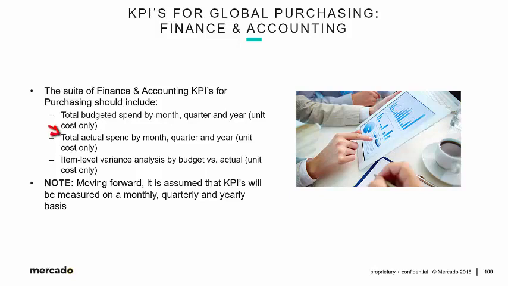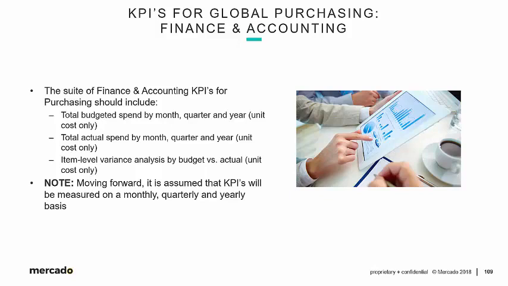Second sub-bullet, also the total actual spend by month, quarter, and year, unit cost only. What did we budget to spend? What did we actually spend by unit, by total, by vendor, so we can make comparisons and uncover what? Variations between what we budgeted to spend on inventory and what we actually spent. That is captured in our third sub-bullet, item level variance analysis by budget versus actual.